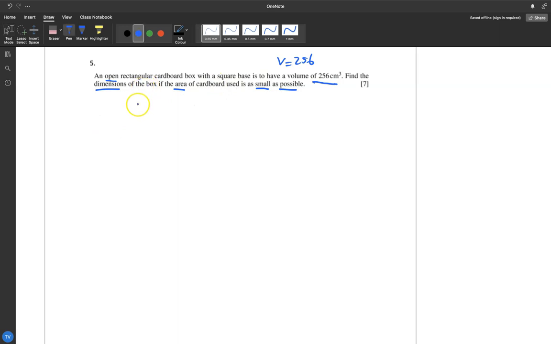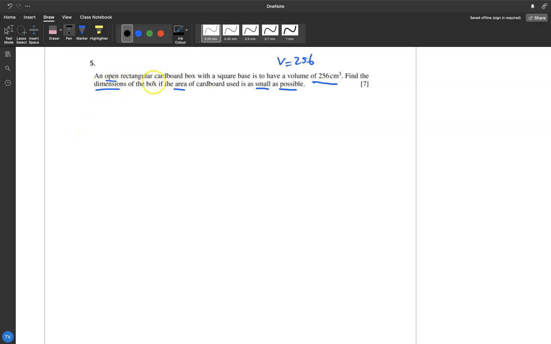Understanding that this is an open rectangular box is extremely important. When I first tried this question before the tutorial, I actually made a mistake because I was trying to do it as fast as possible and I missed out that this is an open rectangle, and I didn't get the right answer. So don't make that kind of mistake. So what do we do?